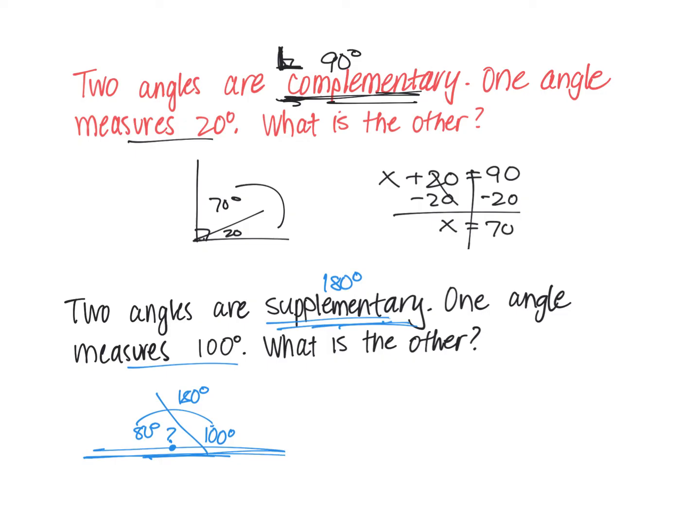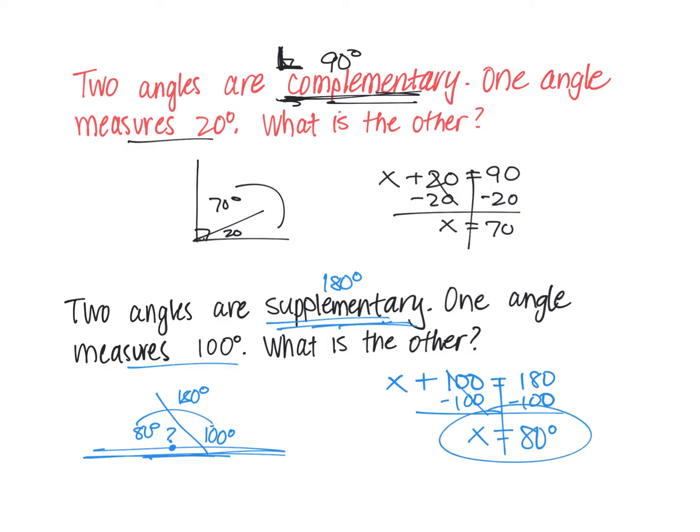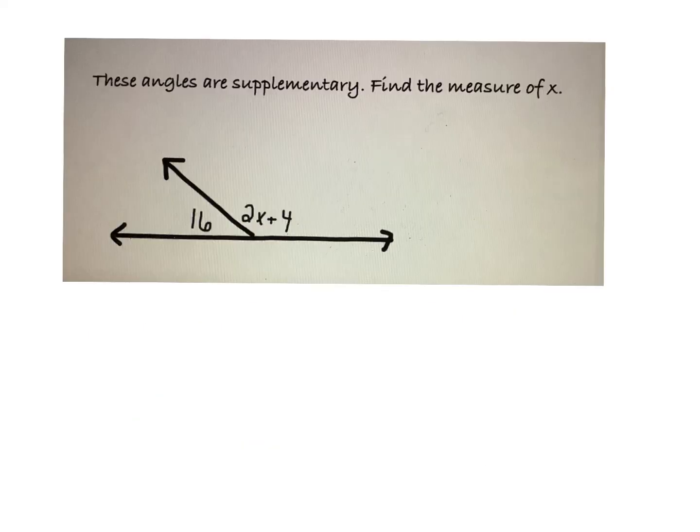You could also think of it like this. I have some angle, plus the other one is 100, has to equal 180 because they are supplementary. I'll subtract 100 from both sides. I end up with 80 degrees. So I just solved two problems dealing with complementary and supplementary angles.